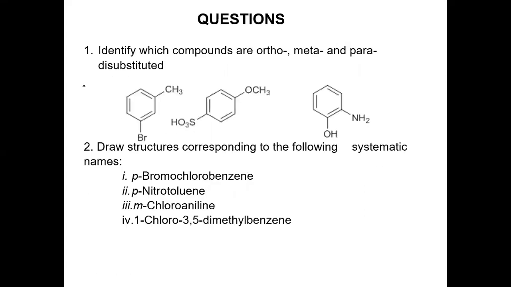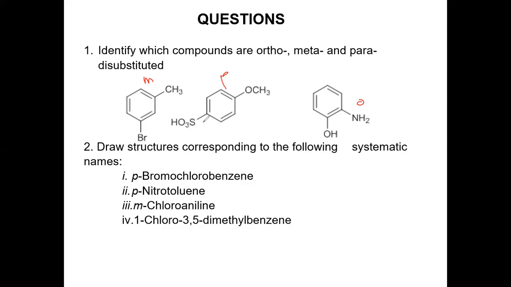Okay, good. Now, questions for us to try. We are supposed to identify which compounds are ortho, meta, and para. Now, the first one is meta, the second one is para, then the last one here is ortho. Now, let's also try and name them, even though we have not been asked to name them. Very important, right? Good. Now, this one we can name as toluene. So if I'm naming it as toluene, I can say 3-bromotoluene. Very simple, right?